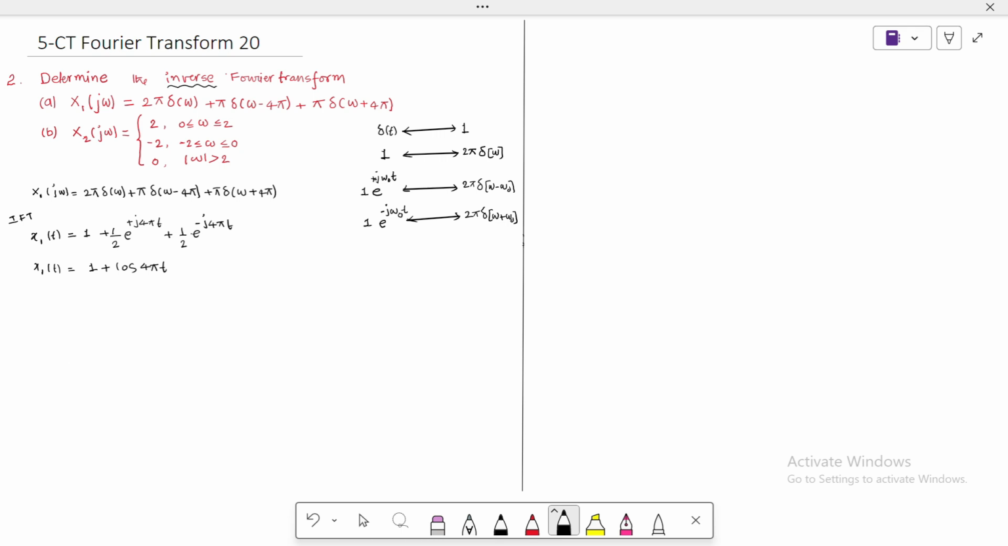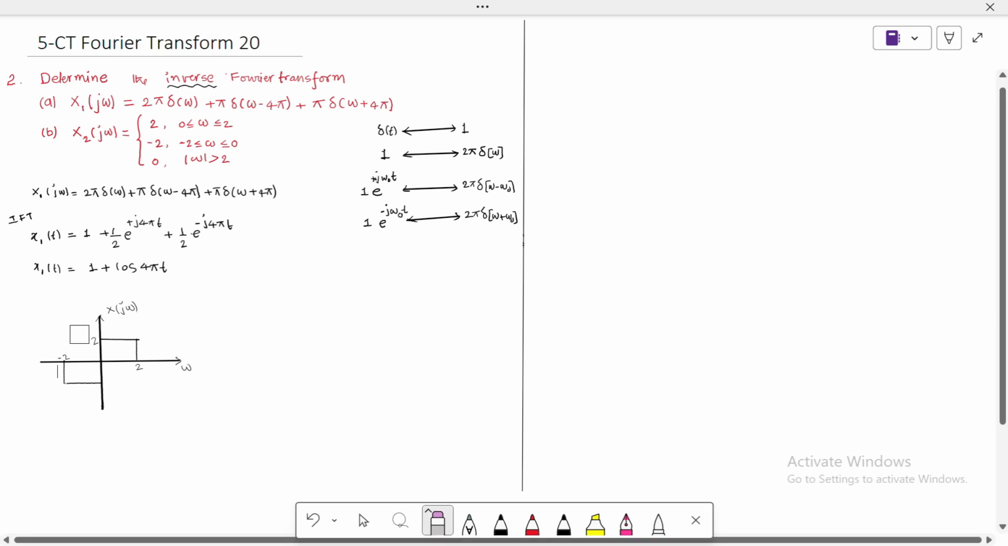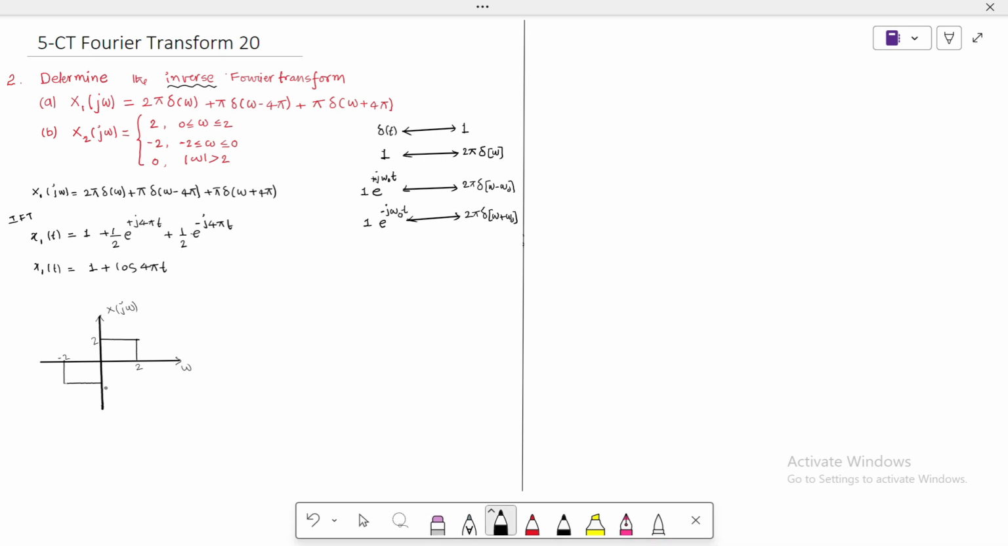Then next one. I would like to draw the signal in the frequency domain. So this is a signal in the frequency domain, this is x of j omega. Its magnitude is minus 2 from 0 to 2 and 2 from minus 2 to 0. So this is plus, and this one is minus 2. So this is the case.